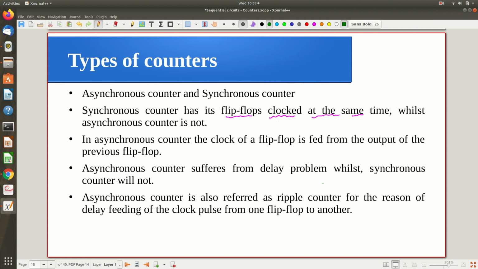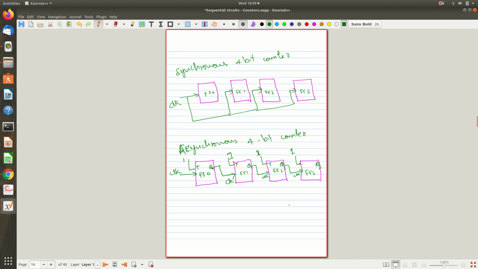So the asynchronous counter suffers from the delay problem, whereas the synchronous counter does not, because all of them are triggered simultaneously, right? Asynchronous counter is also referred to as a ripple counter. So if in an exam they ask you about the ripple counter, what they mean is asynchronous counter. Keep this terminology in mind, because that delay dependence is there. That is the rippling effect, like when you put a stone in the water, how the bubbles form. That kind of dependency is there. For the reason of the delay in feeding the clock pulse from one flip-flop to another, we call it a ripple counter.